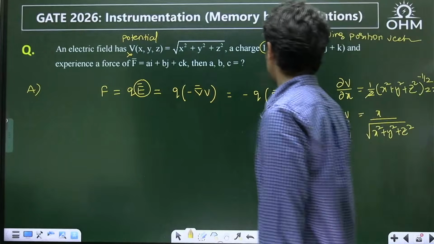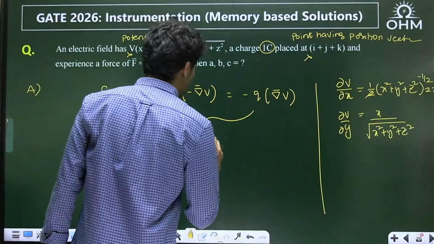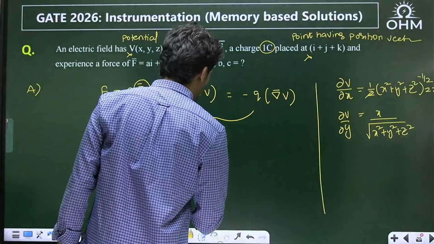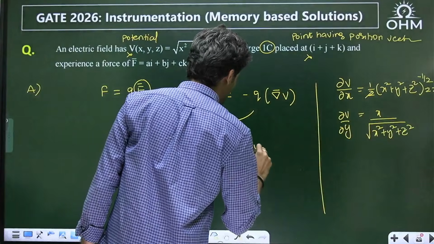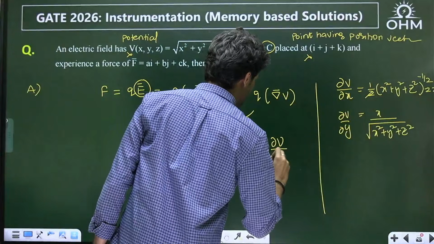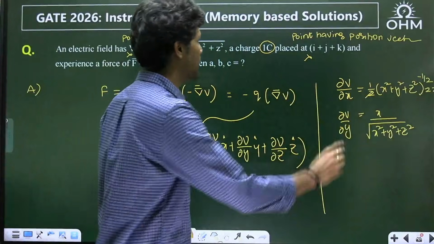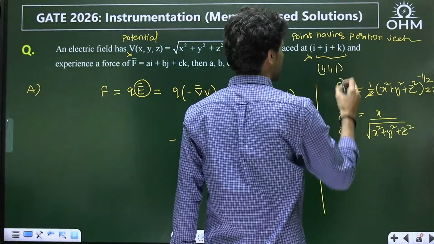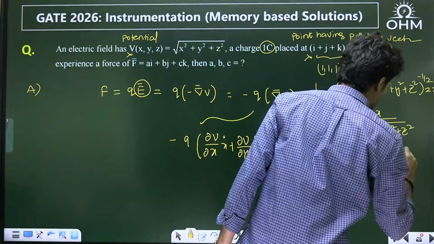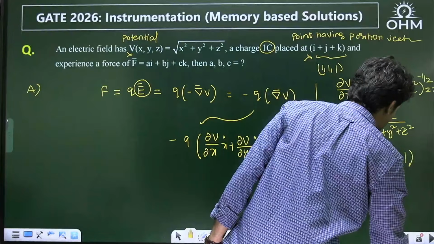Okay. And substitute that here, we'll get minus q into, so dou v by dou x, x cap, plus dou v by dou y, y cap, plus dou v by dou z, z cap. Okay. Now substitute the point. If you look at the position vector, what is the point now? It is 1, 1, 1. If you substitute the point 1, 1, 1 here, what will you get? This is 1 by root 3.